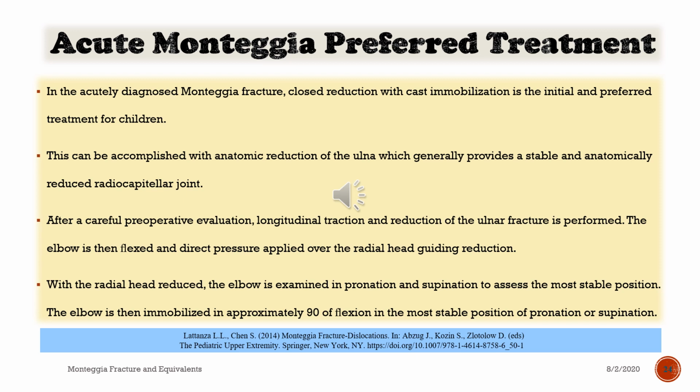After a careful preoperative evaluation, longitudinal traction and reduction of the ulnar fracture is performed. The elbow is then flexed and direct pressure applied over the radial head guiding reduction. With the radial head reduced, the elbow is examined in pronation and supination to assess the most stable position. The elbow is then immobilized in approximately 90 degrees of flexion in the most stable position of pronation or supination.